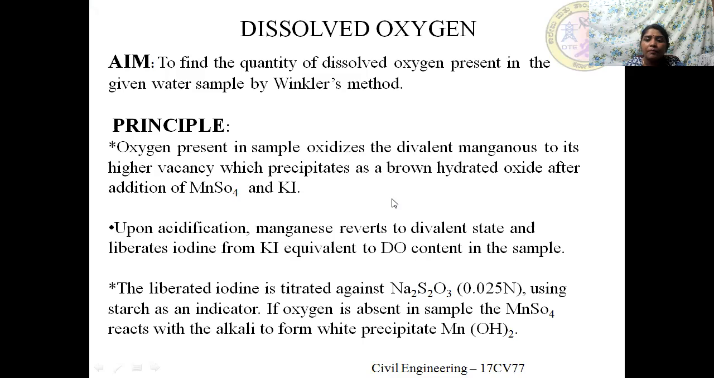oxidizes the divalent manganese to its higher valency, which precipitates as a brown hydrated oxide after the addition of manganese sulfate and KI. So in this experiment, we are using MnSO4 solution, that is manganese sulfate solution, and alkali azide solution. So when these two are added to the sample, they oxidize the divalent manganese ions. Upon acidification, the manganese reverts to the divalent state and liberates iodine by reacting with potassium iodide.